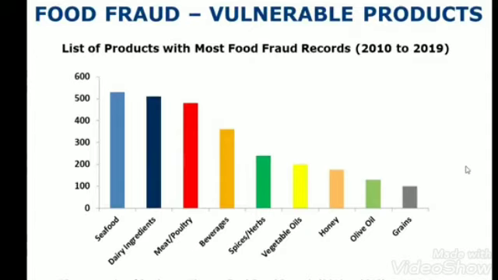Then spices and herbs, and vegetable oil. Vegetable oil is a growing segment where you can substitute the high value oil with a low value vegetable oil. Honey, in America and China, is also one of the biggest fraud products. Olive oil is an emerging one. And grains, as I said, most of the time the coloring is being done. So this is one study.